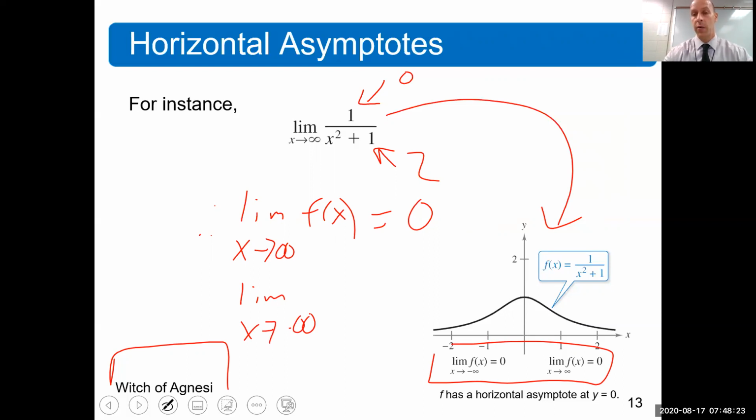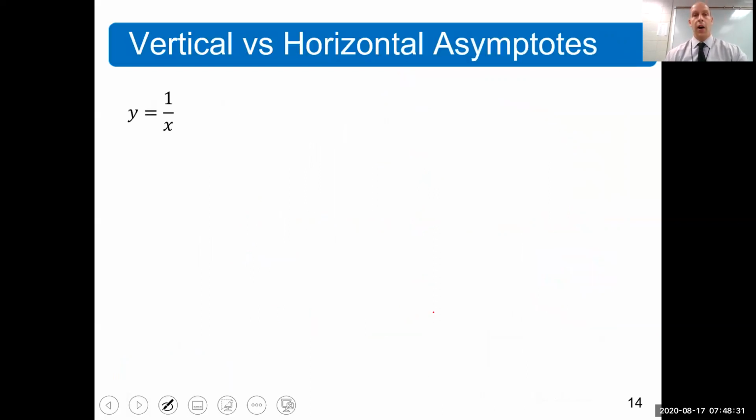So guess what we call the line y equals 0? It is a horizontal asymptote. All right, we're almost out of time here, so I know we're right at 10 minutes, but I need to hit two more things real quick. This one here, I just want to make a note.